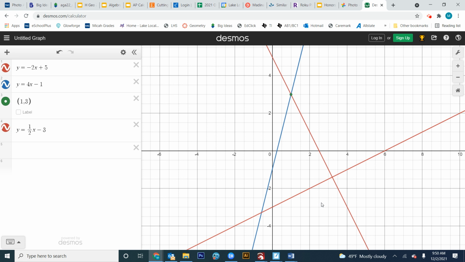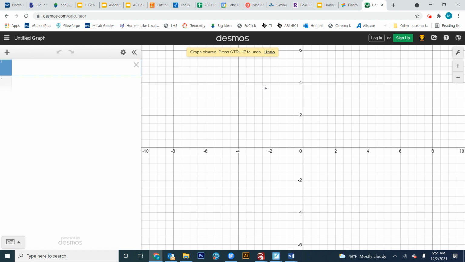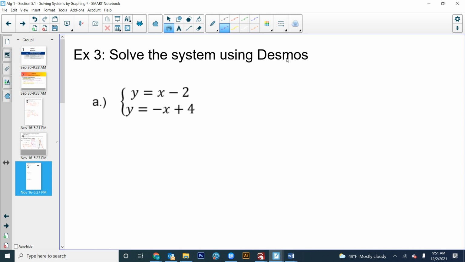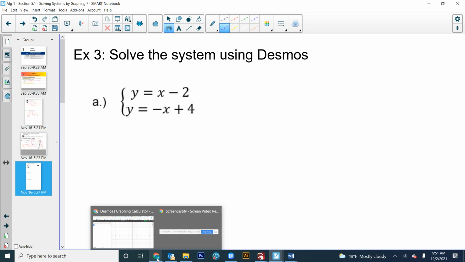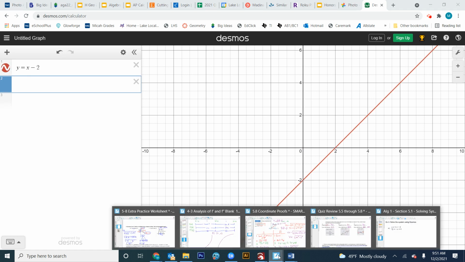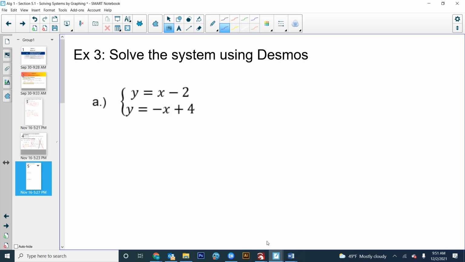Cool. All right, next. Either I can delete, or there's a button up here that says delete all. All right. Let's go to the next problem. We're going to solve the systems using Desmos. Is this one in your guided notes? Nice. Okay, so I'm going to go to Desmos as well, since I don't have to leave it up here for you guys to see it. Y equals x minus 2. Y equals x minus 2. Enter. And y equals negative x plus 4.